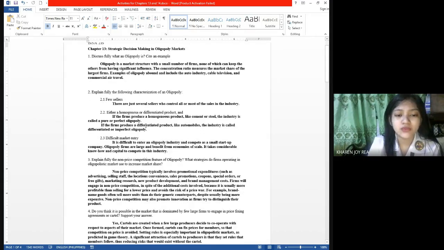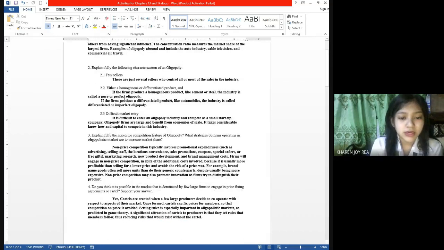Number two is explain fully the following characterization of an oligopoly. 2.1 is few sellers. There are just several sellers who control all or most of the sales in the industry. Either a homogeneous or differentiated product. If the firms produce a homogeneous product, like cement or steel, the industry is called a pure or perfect oligopoly. If the firms produce a differentiated product, like automobiles, the industry is called differentiated or imperfect oligopoly.